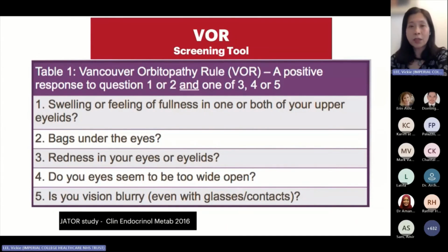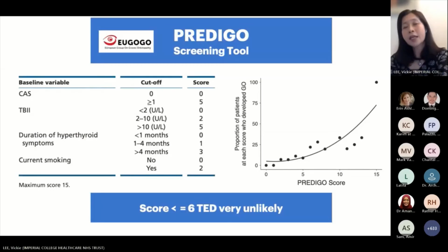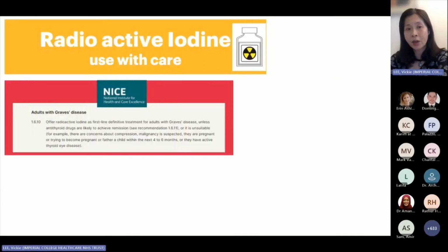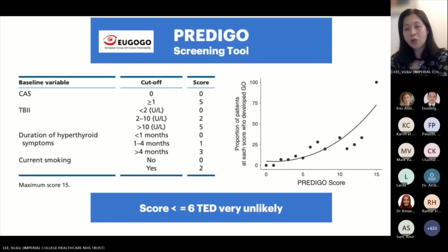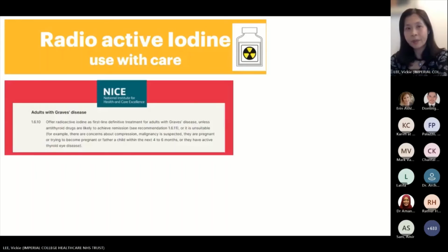The first screening tool in use is the Vancouver orbitopathy rule, in which a yes to questions 1 and 2, and another yes to 3, 4, and 5 merits a referral to a thyroid eye specialist. The second screening tool was described by Ugogo and takes into account 4 aspects to produce a composite score, which are the clinical activity score, the thyroid antibody titer, the duration of hypothyroidism, and current smoking. And a score of 6 or less makes thyroid eye disease very unlikely.